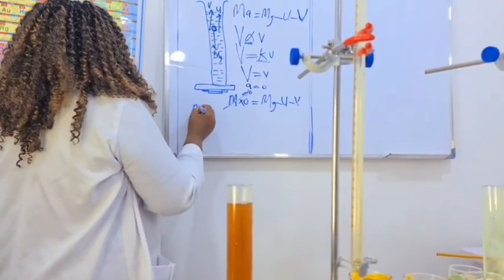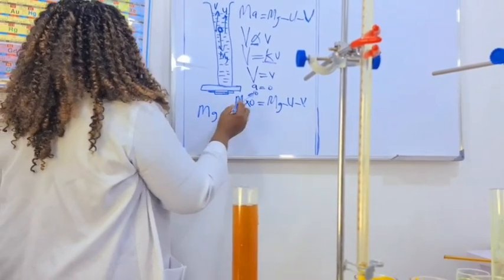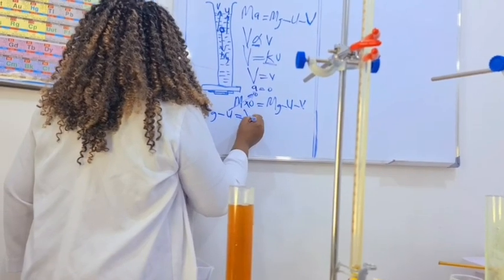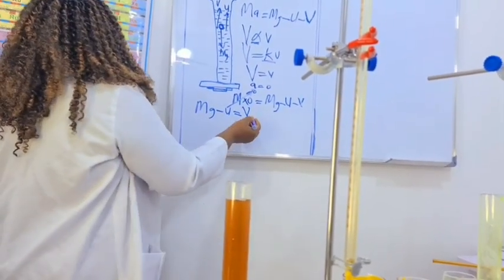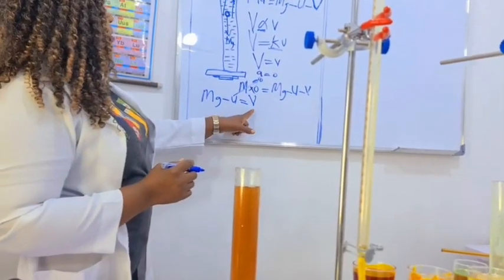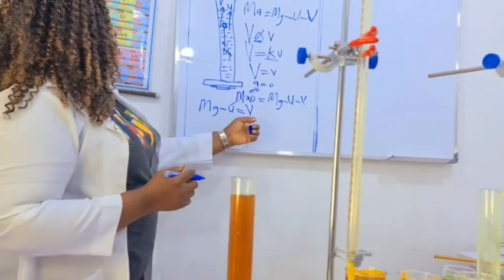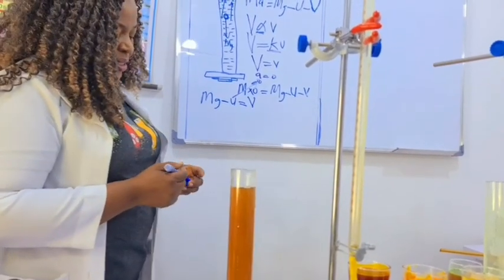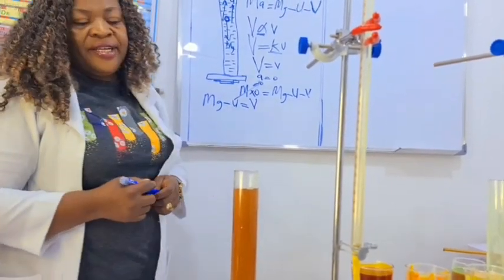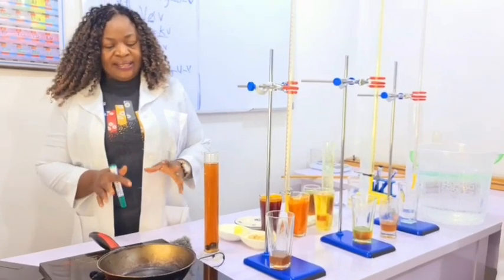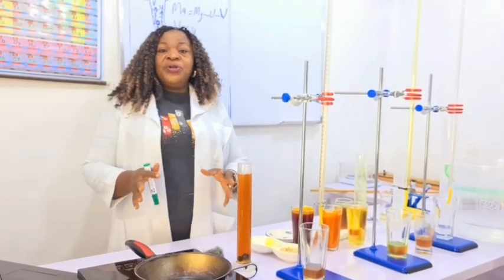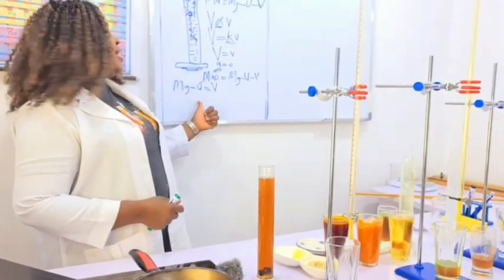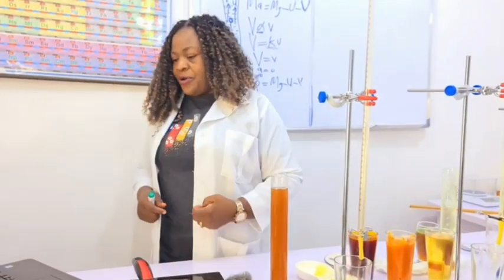Then we have this equation equal to 0 here. We now have that mg minus U is equal to V. So we can now use the formula to find the viscous force, the upthrust, and the weight of the ball bearing. Now, we want to use this JAMB question to know how you can use this particular equation to solve your problem.